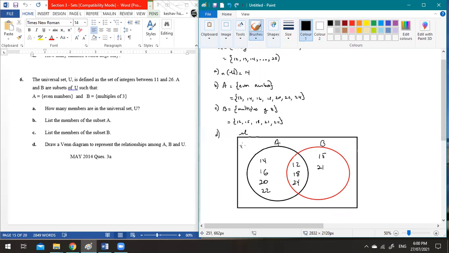We don't have 13, so 13. We don't have 17. We have 18, 19. We don't have 20. We have 21, 22, 23. 24 is here. We don't have 25, so 25 goes outside. And that will represent all the elements in the set. So that's it there.